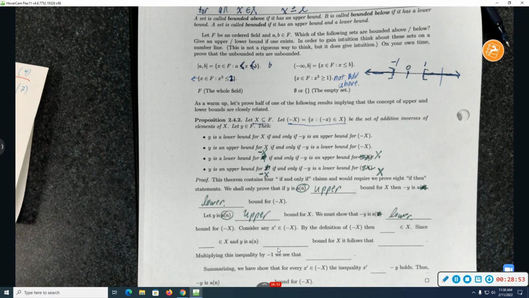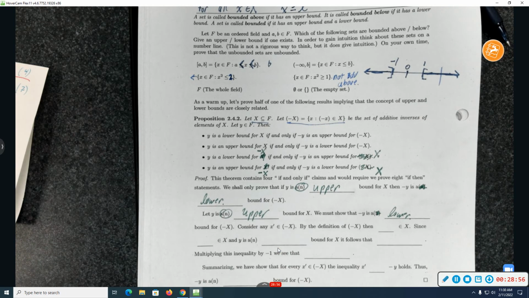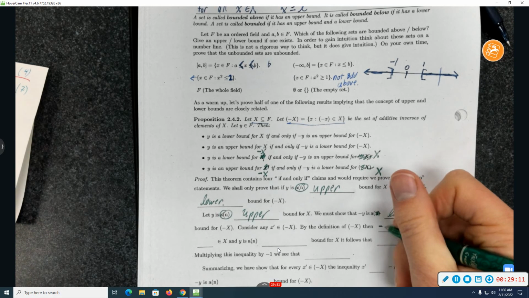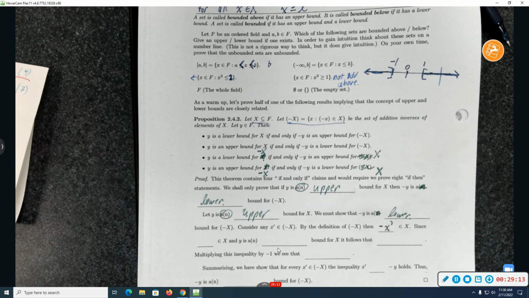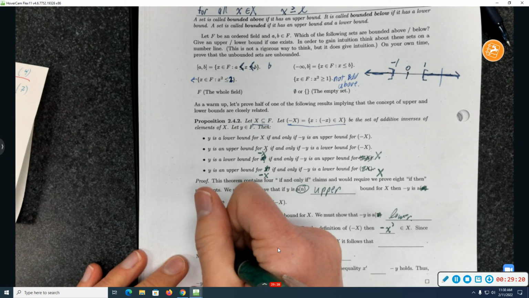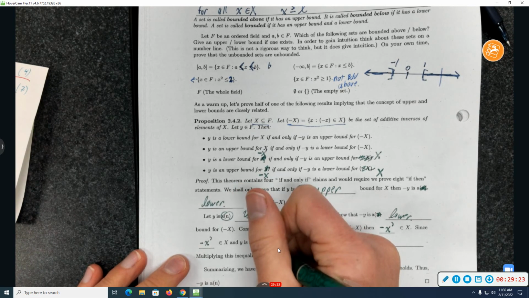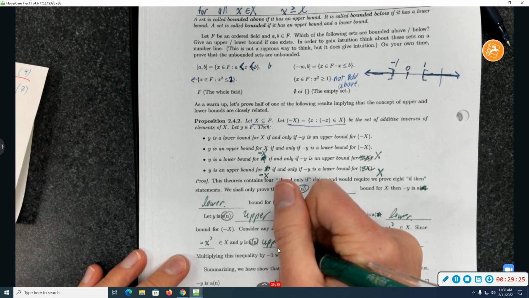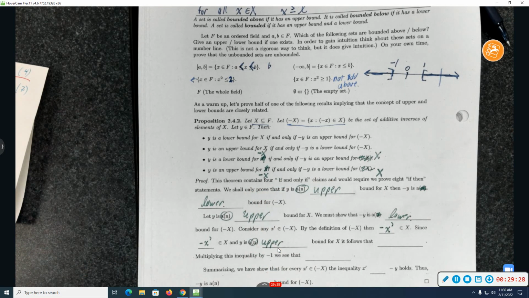So we will consider any element of minus x, I call it x prime, doesn't matter what you call it. By the definition of minus x, what do I know? So if x prime is in the set minus x, then what do I deduce? Negative that thing is in the set big X. Negative x prime is in big X, and I know that y is an upper bound on big X. What can I deduce from those two things?